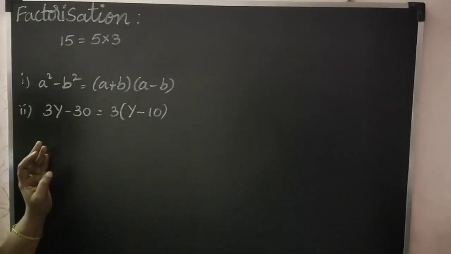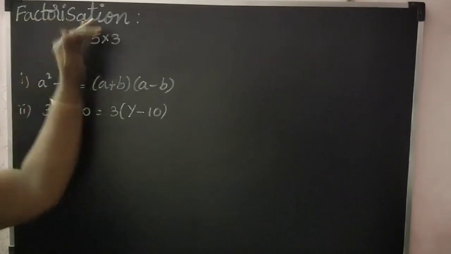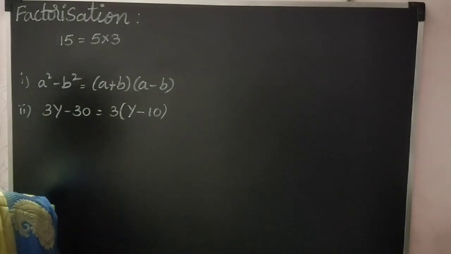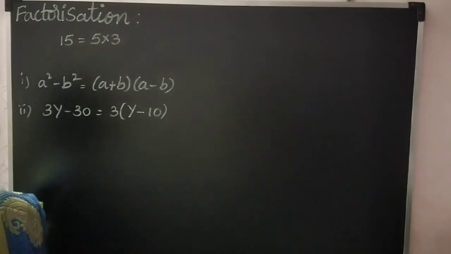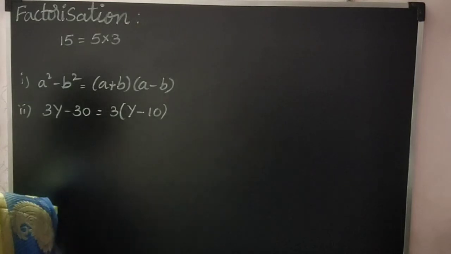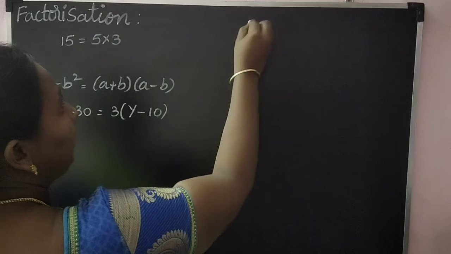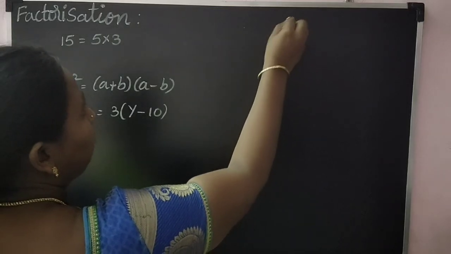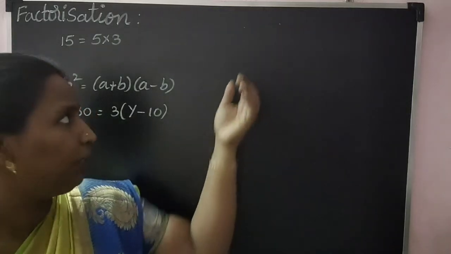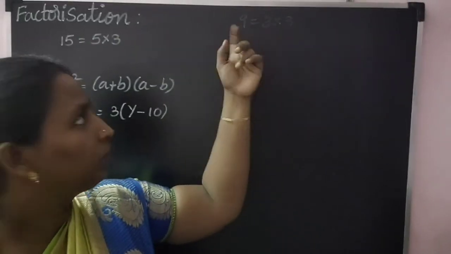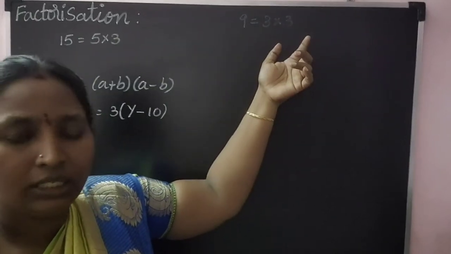So now we are going to see a new topic, that is factorization. Factorization means expressing any number as a product of two or more numbers. Suppose 9 is there, 9 can be written as 3 into 3, isn't it? So we are expressing this 9 as a product of two numbers. So it is called factorization.